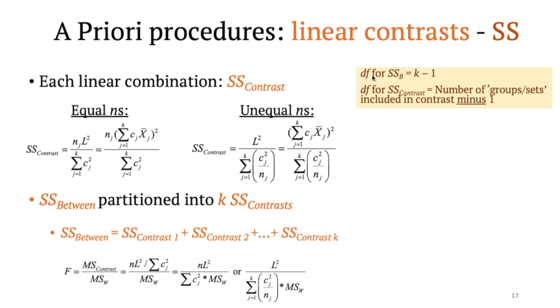Now the degrees of freedom for your sums of squares is k minus 1. Your degrees of freedom for the SS contrast is the number of groups or sets included in the contrast minus 1.